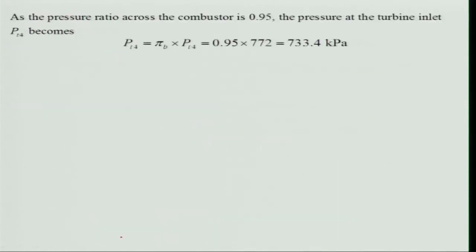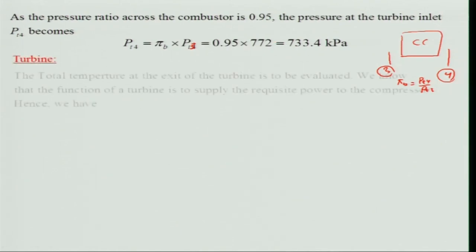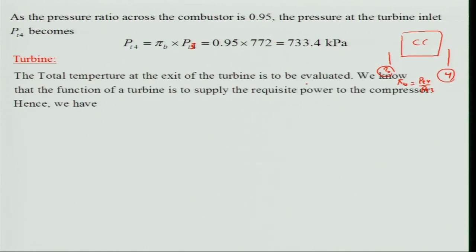As the pressure ratio across the combustion chamber is 0.95, PT4 will be basically pi B into PT3, because pi B is PT4 by PT3. If you look at the combustion chamber, it is station 3 and this is your 4. So, pi B will be PT4 by PT3. So, PT4 is equal to pi B into PT3, 0.95 into 772, that will be a little lower than the PT3, that is 733.4 kilopascal. Now we look at the turbine, where the total temperature at the exit of turbine is to be evaluated.